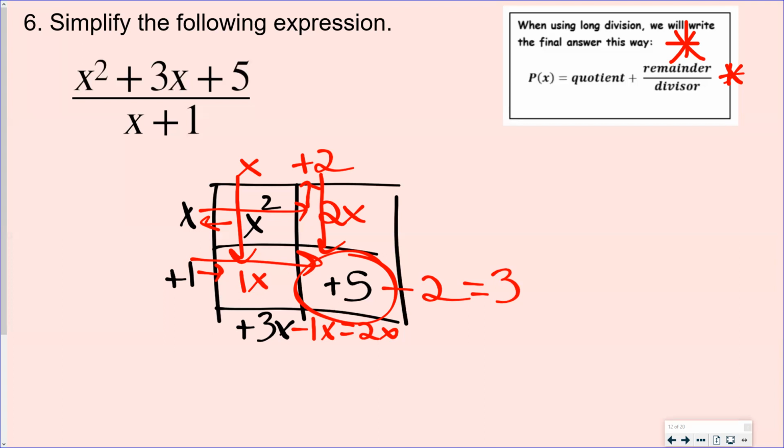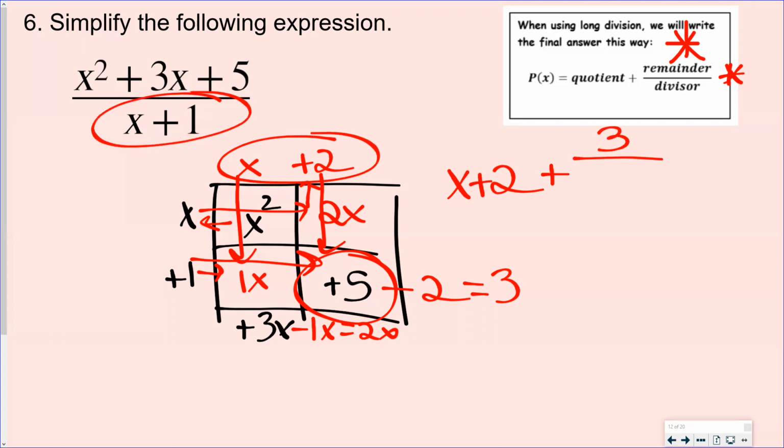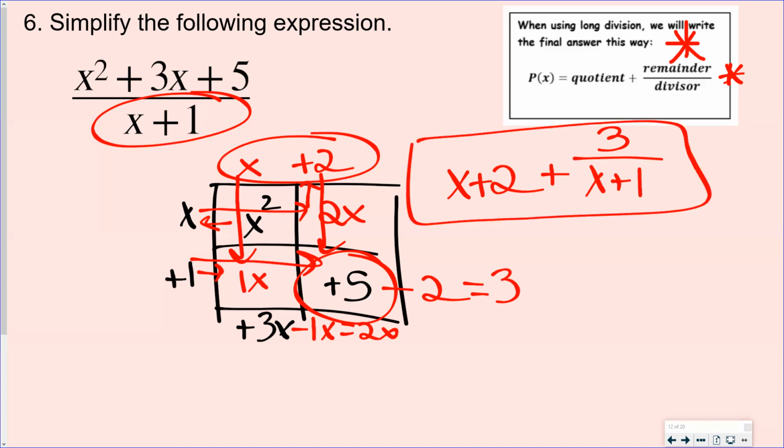The question is, how do you write your final answer? You write it by doing this. What you got on top, which is right here, and then you put a plus sign, and your remainder goes over your divisor, which is what you started with. And that's your answer. I would strongly suggest writing what you see in the top right corner of your screen, so that way you know exactly how I came up with that answer.